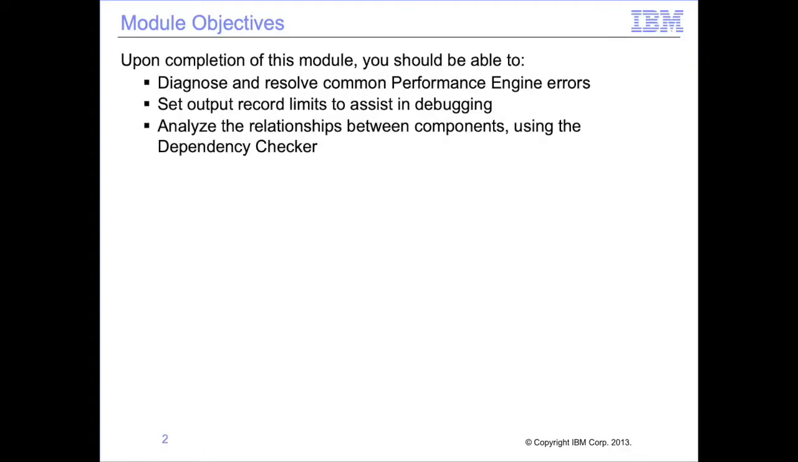This module provides you with an overview of common errors encountered when running the SAFR Performance Engine. Upon completion of this module, you should be able to diagnose and resolve common performance engine errors, set output record limits to assist in debugging, and analyze the relationships between components using the Dependency Checker.